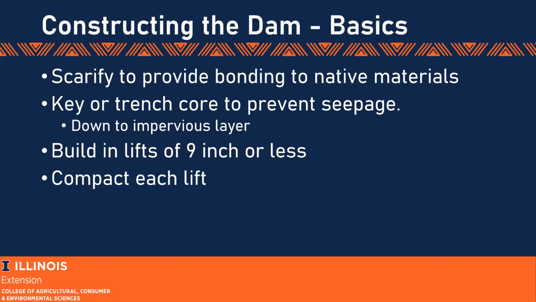So the other part of it is to come in and key it, or trench the core of it. So the core piece of the dam, actually dig that down to an impervious layer and then start building the dam up in roughly 9-inch lifts and pack it as you go up. You don't just stack everything up and then run something across it and hope you get it packed down. You actually have to plan that as you go up.